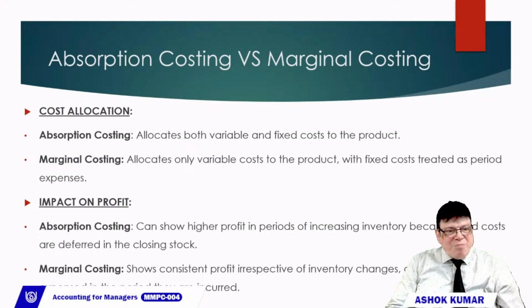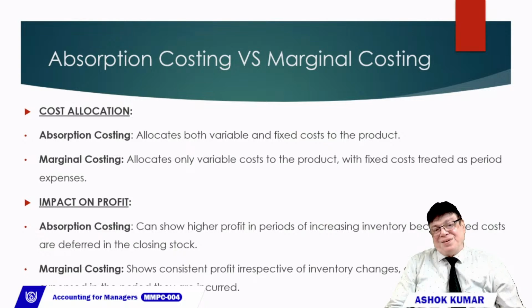The next is impact on profit. Absorption costing can show higher profit in periods of increasing inventory, because fixed costs are deferred in the closing stock. In marginal costing, it shows consistent profit irrespective of inventory changes, as fixed costs are expensed in the period they are incurred. They are not to be taken into account afterwards.